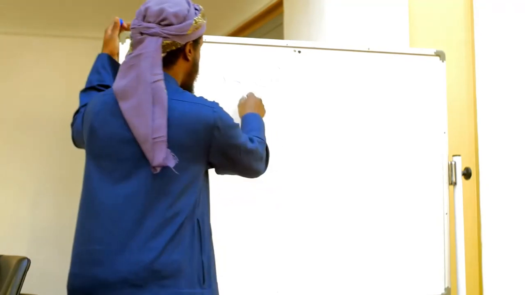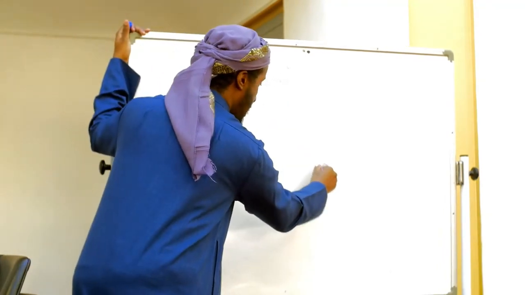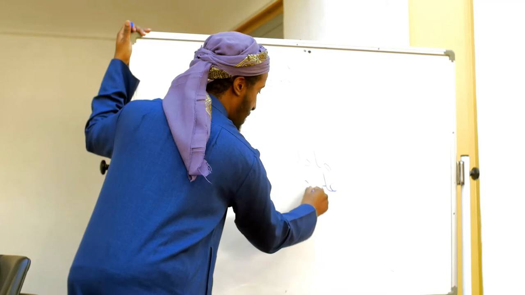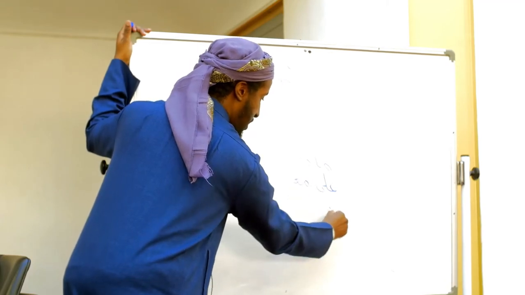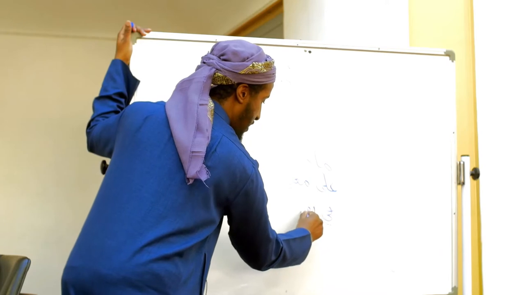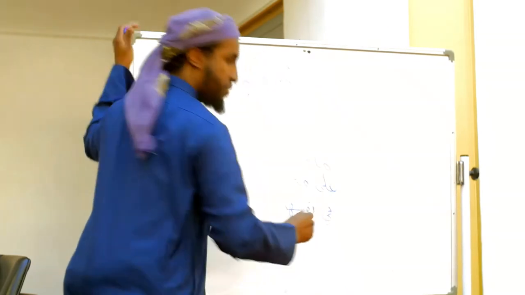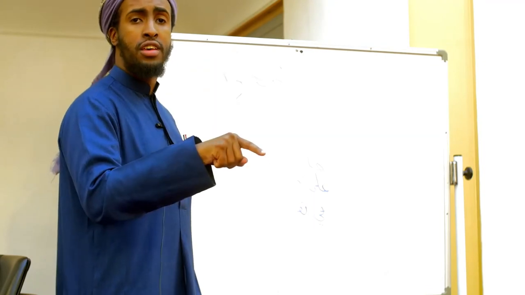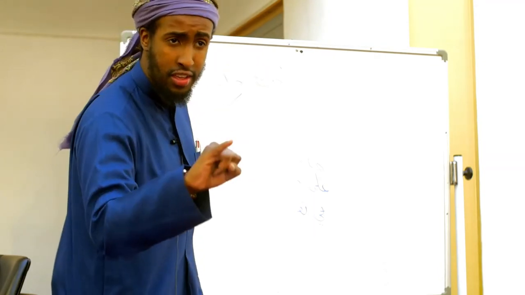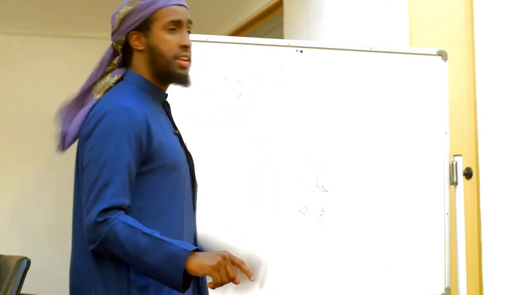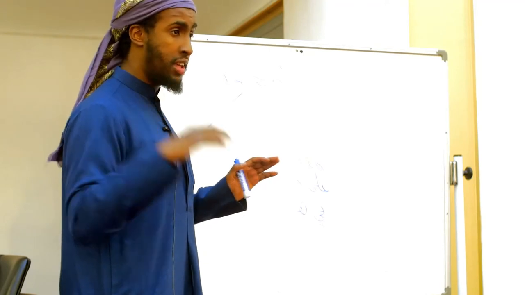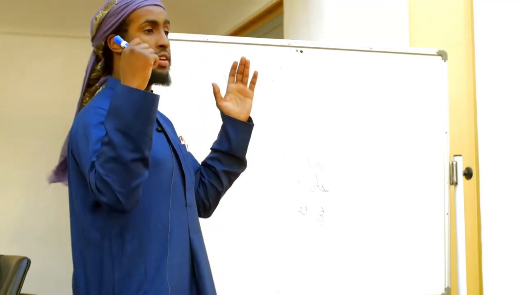The first one is ما دلت على معنى في نفسها. It shows a meaning in and within itself. Muhammad, does it have a meaning in and within itself? Yes. It means the one that is praised a lot. The one that's praised a lot is called what? Muhammad. الذي يحمد كثيرا. Are you there? That's the meaning that's in it. There's a meaning in the word Muhammad.